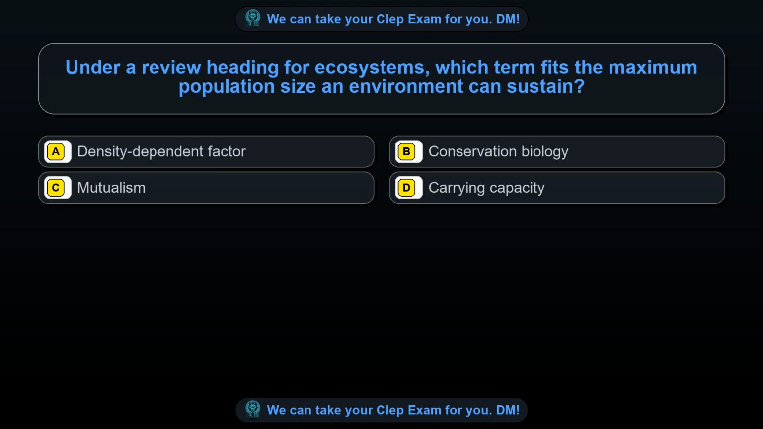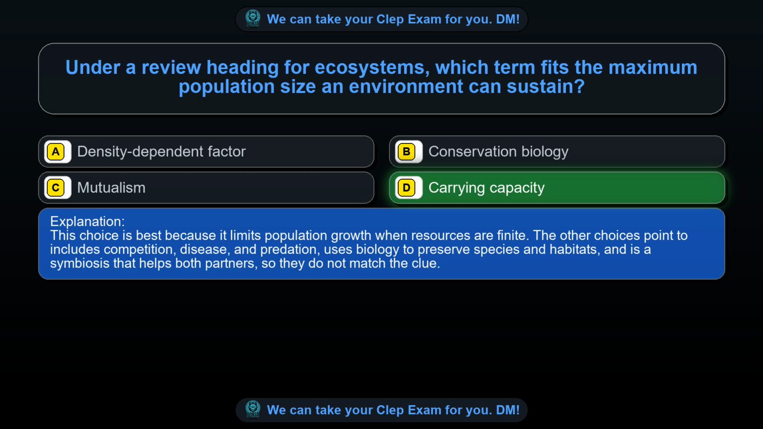Question 34. Under a review heading for ecosystems, which term fits the maximum population size an environment can sustain? Option A, density-dependent factor. Option B, conservation biology. Option C, mutualism. Option D, carrying capacity. The correct answer is option D, carrying capacity. This choice is best because it limits population growth when resources are finite.